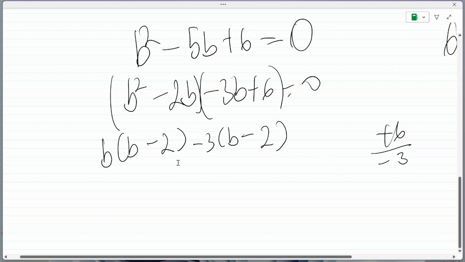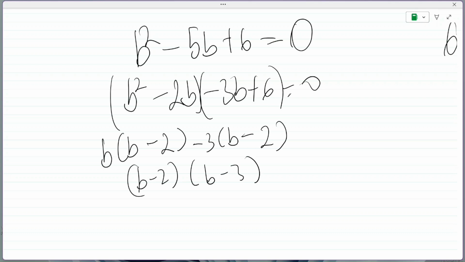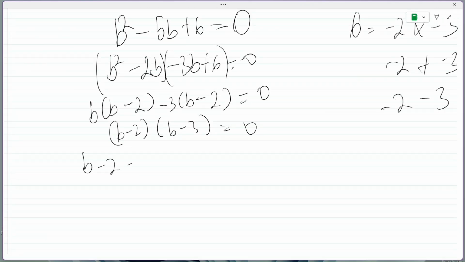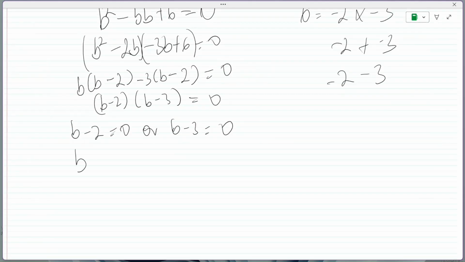We have b minus 2 here, b minus 2 here. We pick one of them. b minus 2 in brackets. Then you have b minus 3 in the second bracket. Equals 0. So we say b minus 2 equals 0, or b minus 3 equals 0. b equals minus 2 crosses over the equals sign and turns to plus 2, or b equals 3. Minus 3 crosses the equals sign and becomes plus 3. So you have b is 2 or 3.